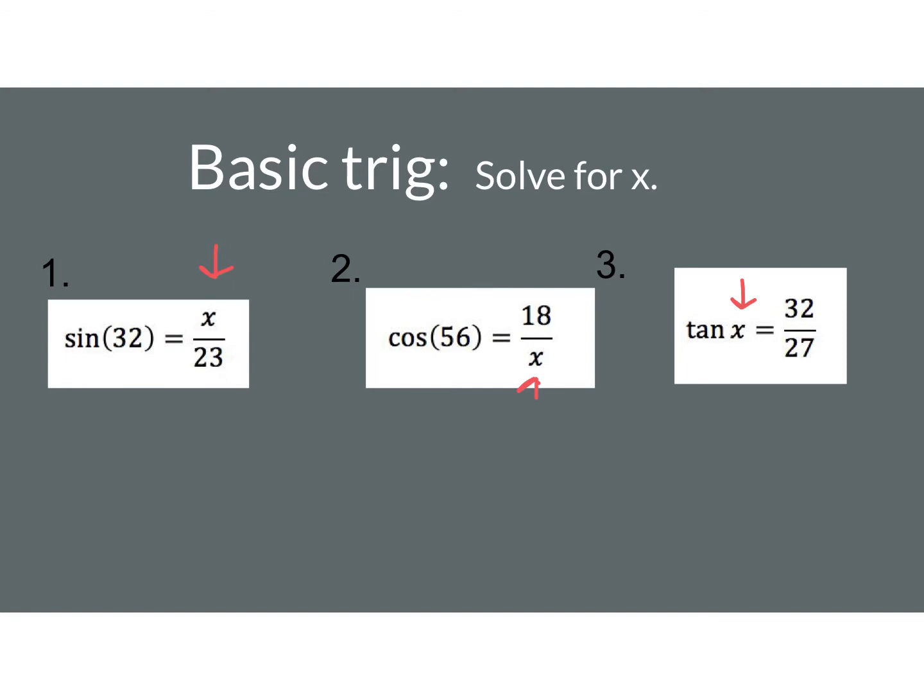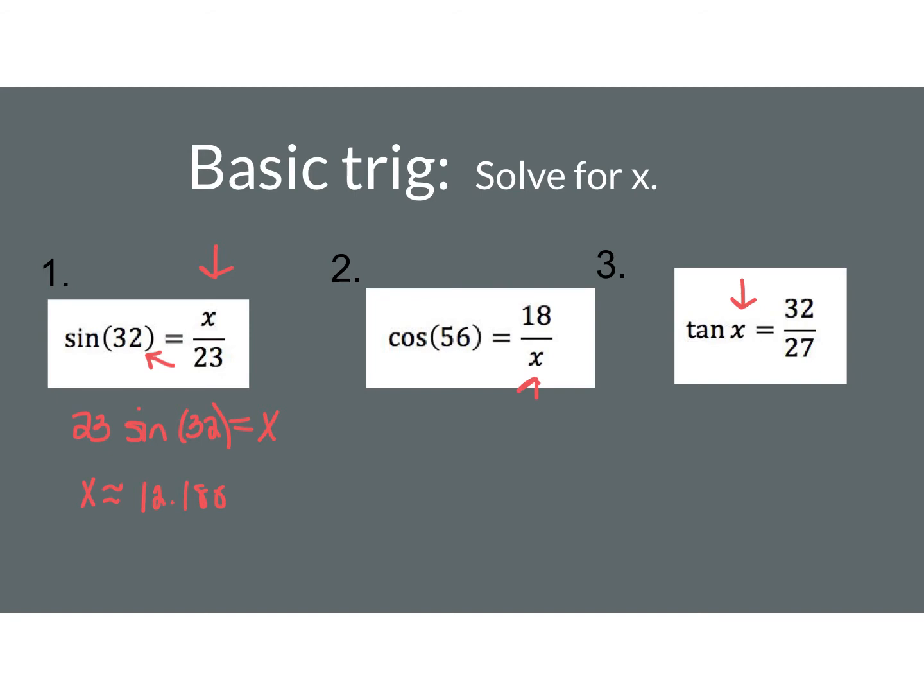Just like we've been talking about all year, anytime we see a fraction, your first step should always be to cross multiply. So on the first one, we have sine of 32 equals x over 23. We should start by multiplying both sides by 23. Now I do move that to the beginning just so it shows up as a coefficient and doesn't get confused with the sine of 32. At that point, we should be able to type that into our calculator using the decimal approximation to get 12.188. Again, you want to make sure your calculator is in degrees.